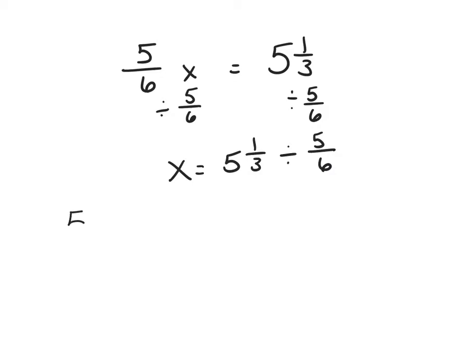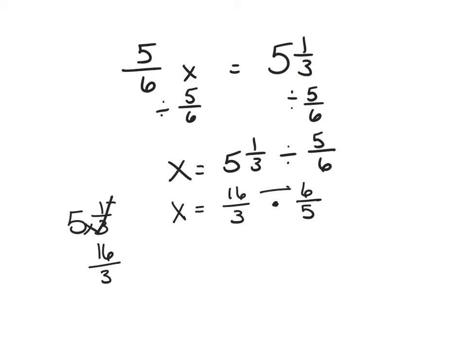So to make mixed numbers improper, I call it the check mark. You're going to do 5 times 3, and then you're going to add the 1. So 5 times 3 is 15, plus 1 is 16. So you have 16/3. So I'm going to rewrite this as x equals 16/3. And then we learned in 6th, 7th grade that you can multiply by the reciprocal.